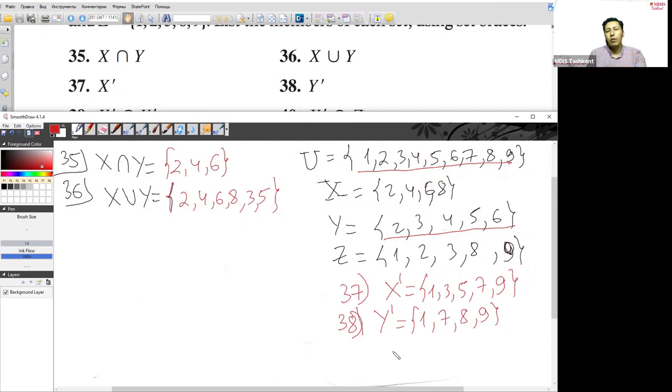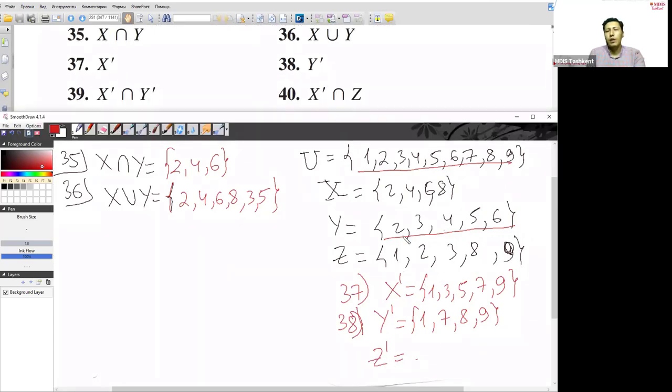Let's find complement of z also. They didn't ask for that, but let's find complement of z. So from u again, you take out elements of z. So we take out 1, 2, 3, 8, 9. So what's left? 4, 5, 6, 7 left. That is complement of z. Understand what's complement?